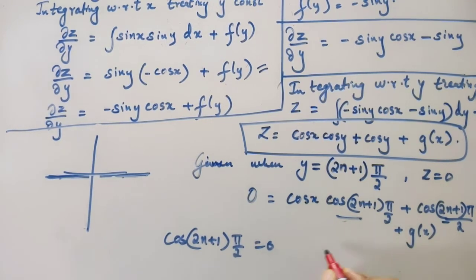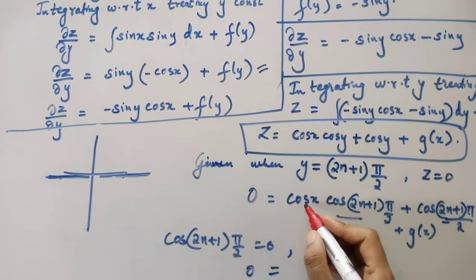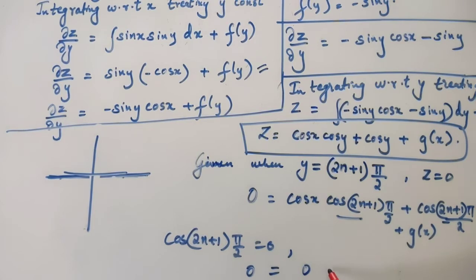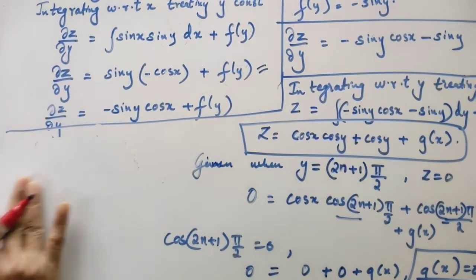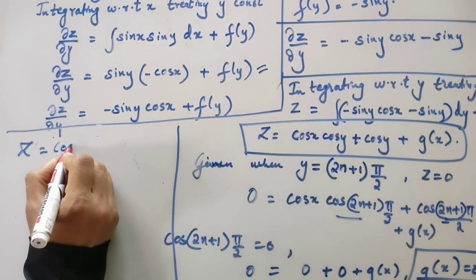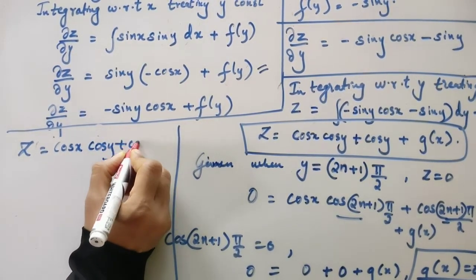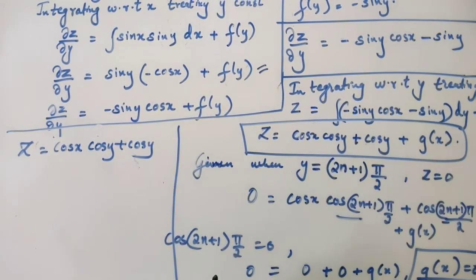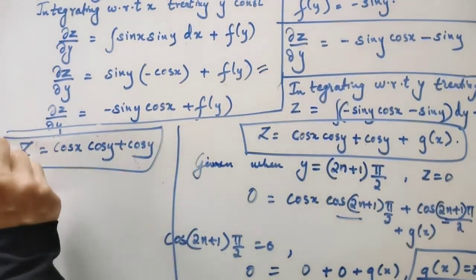So you get the equation in this form: 0 is equal to cos x times 0, which is 0, plus g of x. So what is g of x? It is 0. You got the value for g of x. So finally, what's the value for z? Therefore, your z is cos x cos y plus cos y plus g of x. G of x is already 0. So this is the final answer for your z.